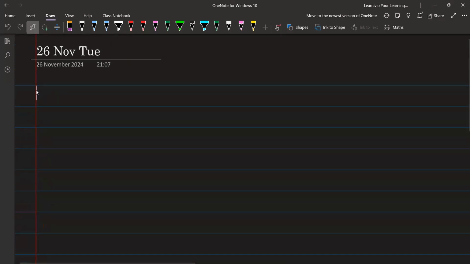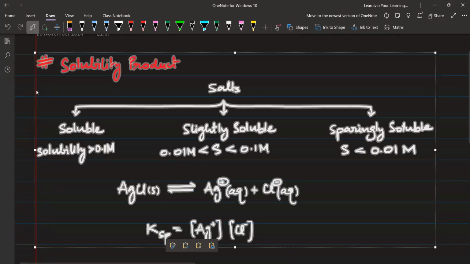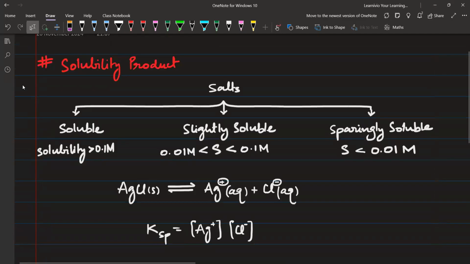So we saw in the last lecture that the salts are of three different types: soluble, slightly soluble, and sparingly soluble. And equilibrium will only exist in a sparingly soluble salt. For example, AgCl. Now, when AgCl gets dissolved, it is not going to completely dissolve. There will be some ions in the aqueous medium. Whenever there is an equilibrium existing, we can write the equilibrium constant.